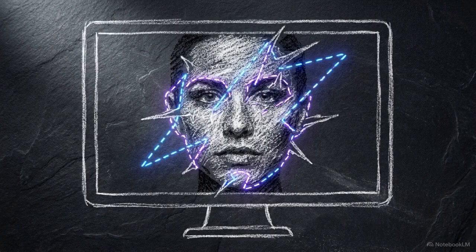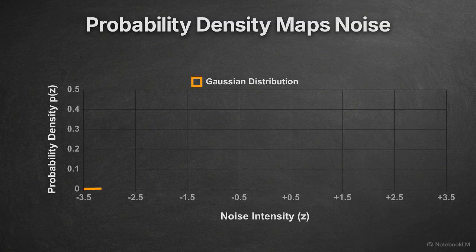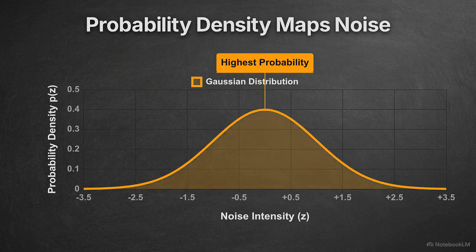Without identifying the precise mathematical signature of the corruption, we cannot distinguish the noise from the original signal, leaving the underlying data unrecoverable. Digital interference follows specific statistical distributions determined by the physics of the imaging sensor. These patterns allow us to model noise through a probability density function, or PDF.